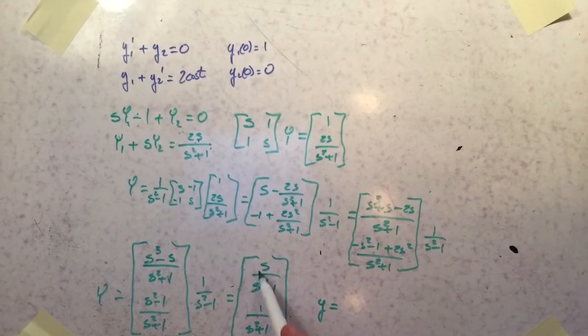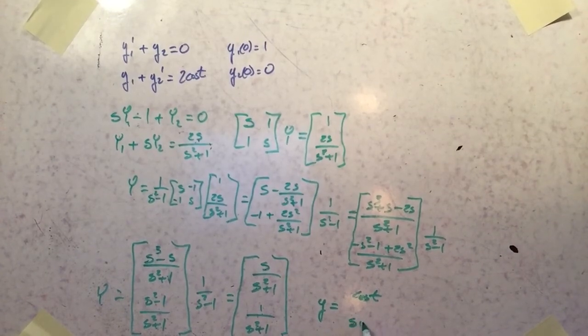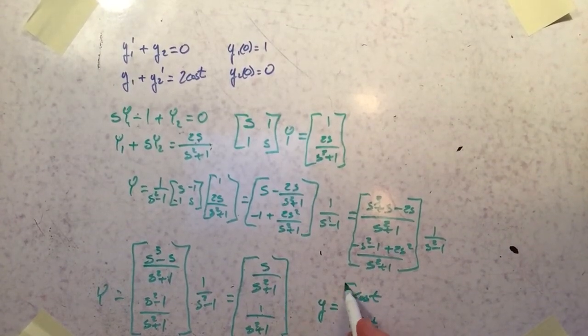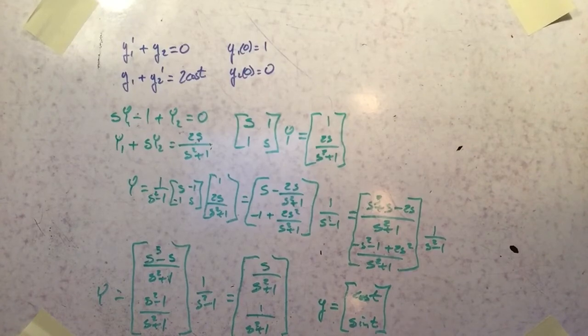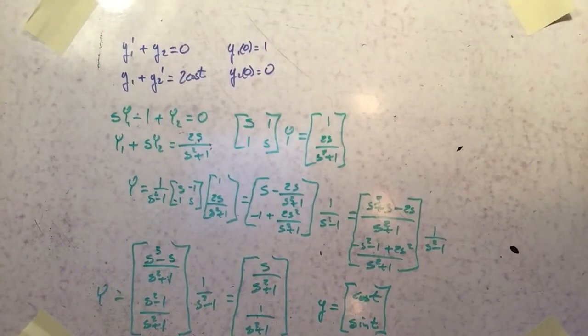to produce a set of answers for y, s over s squared plus 1 is cosine, and omega in this case is 1, so it's just cosine t, and 1 over s squared plus 1, that's sine of t. So there's the solution to the system. y1 is cosine t, y2 is sine t, and because we were given initial conditions, there's no constants to add.